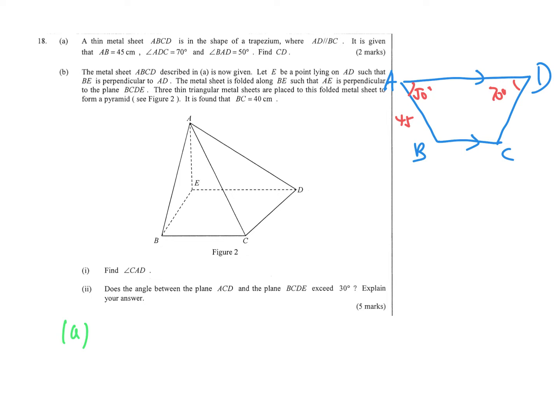So in order to find CD, because this is a little bit difficult one, all right, we need to draw a line from B to AD, which is still parallel. Maybe we call this F. BF is parallel to CD, all right? And then for this, we can conclude that BCDF is a parallelogram.